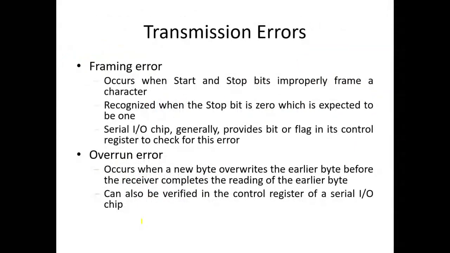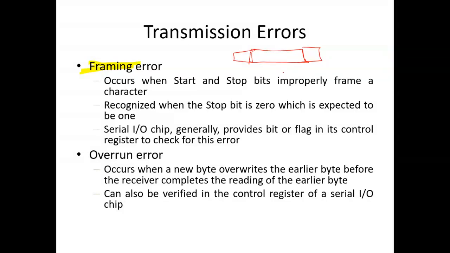Now, what are the types of errors that we can have? We can have a framing error. That means we have the data, and we are adding here the start bit and the stop bit. Let's suppose that the receiver is waiting for a stop bit, and the stop bit is 1, but the receiver received a stop bit of 0. Here there is a problem of framing the data. This is called a framing error. Generally we have one flag to detect this error.